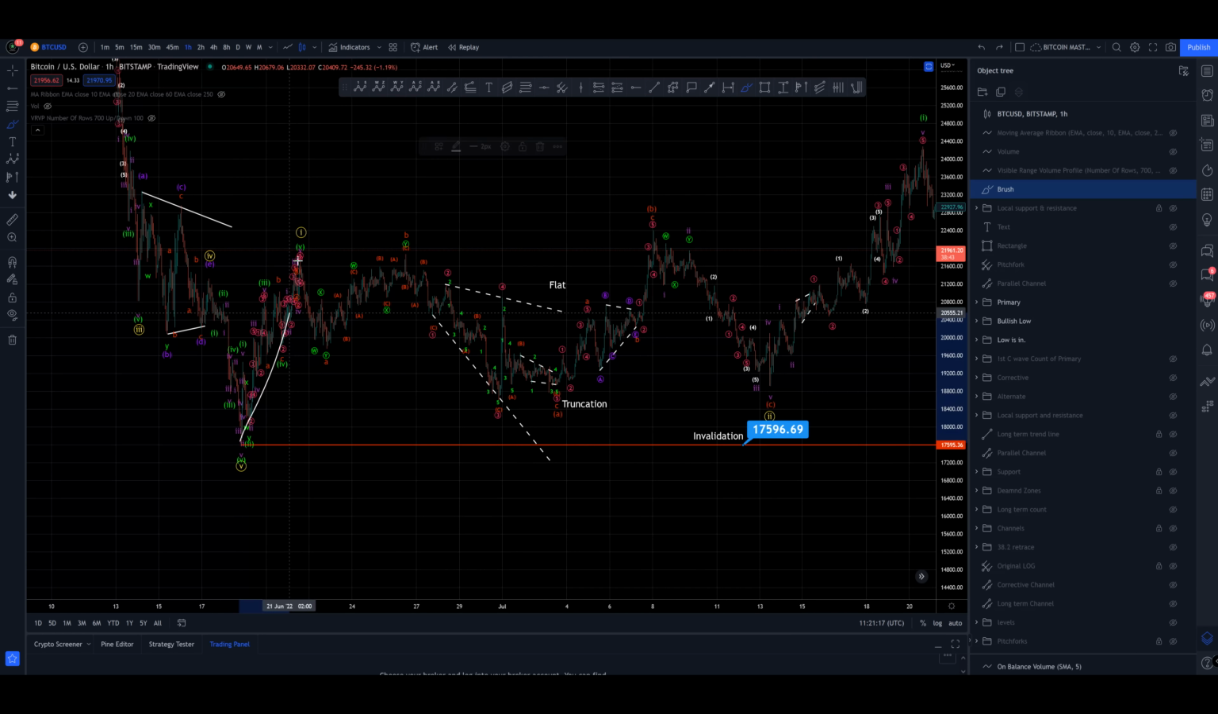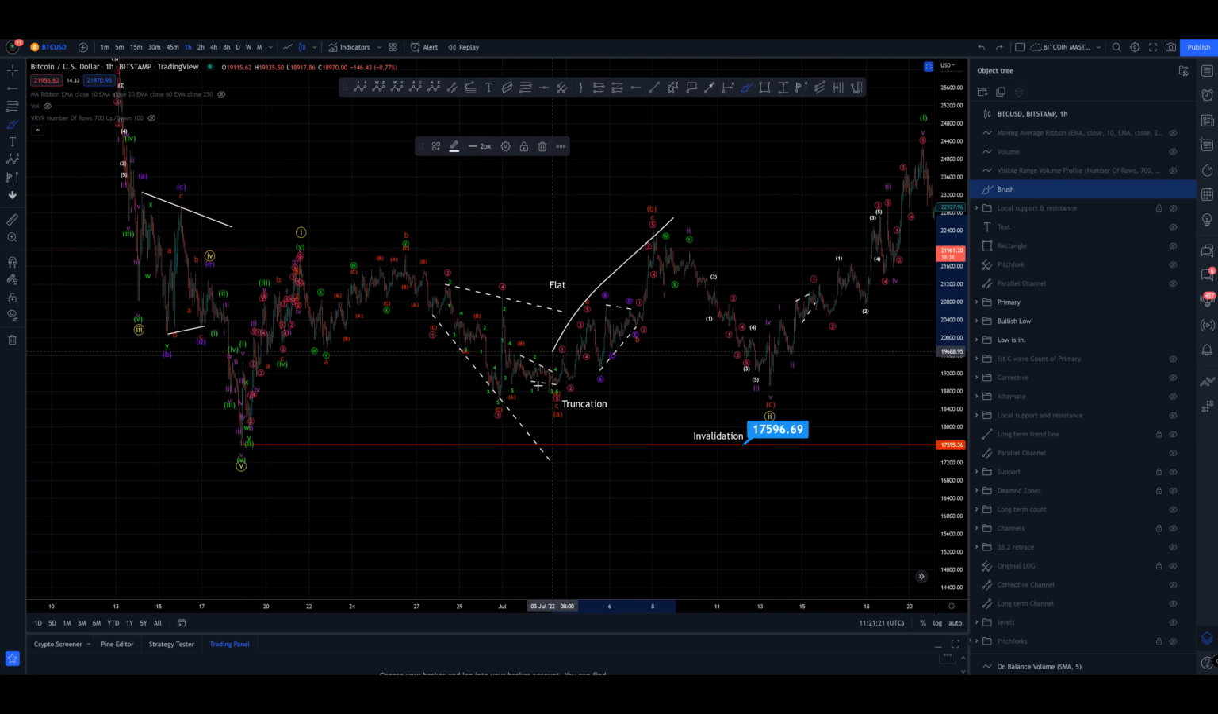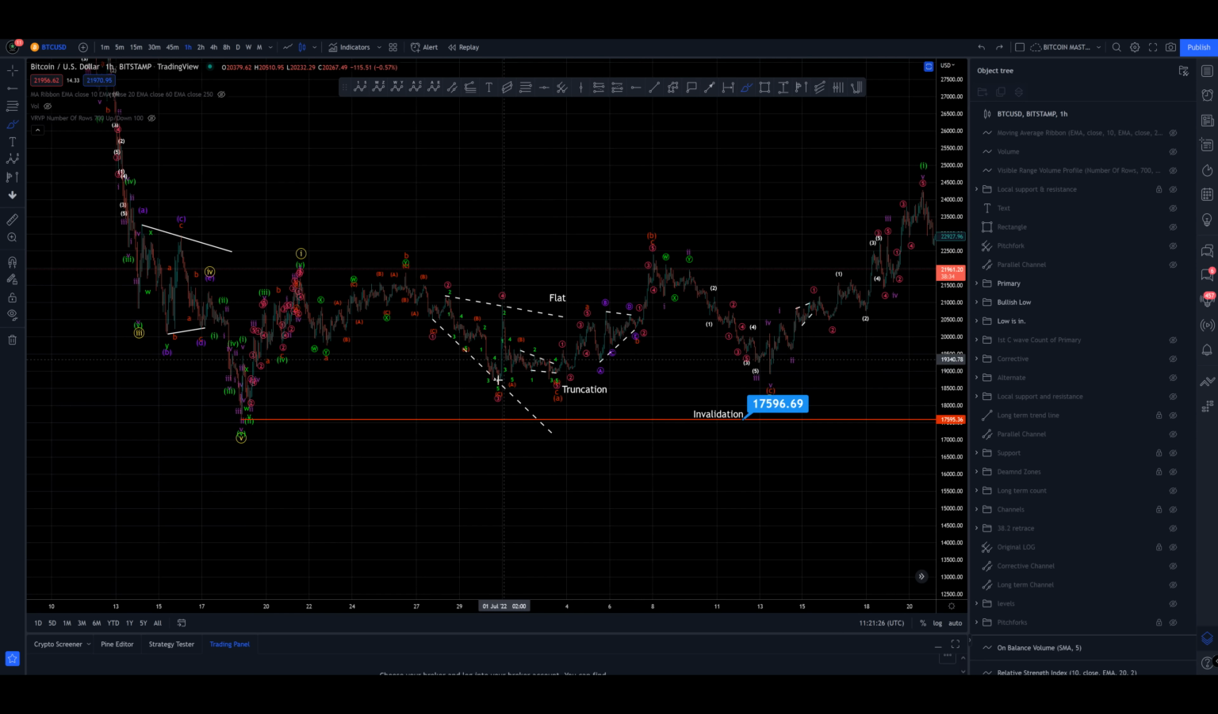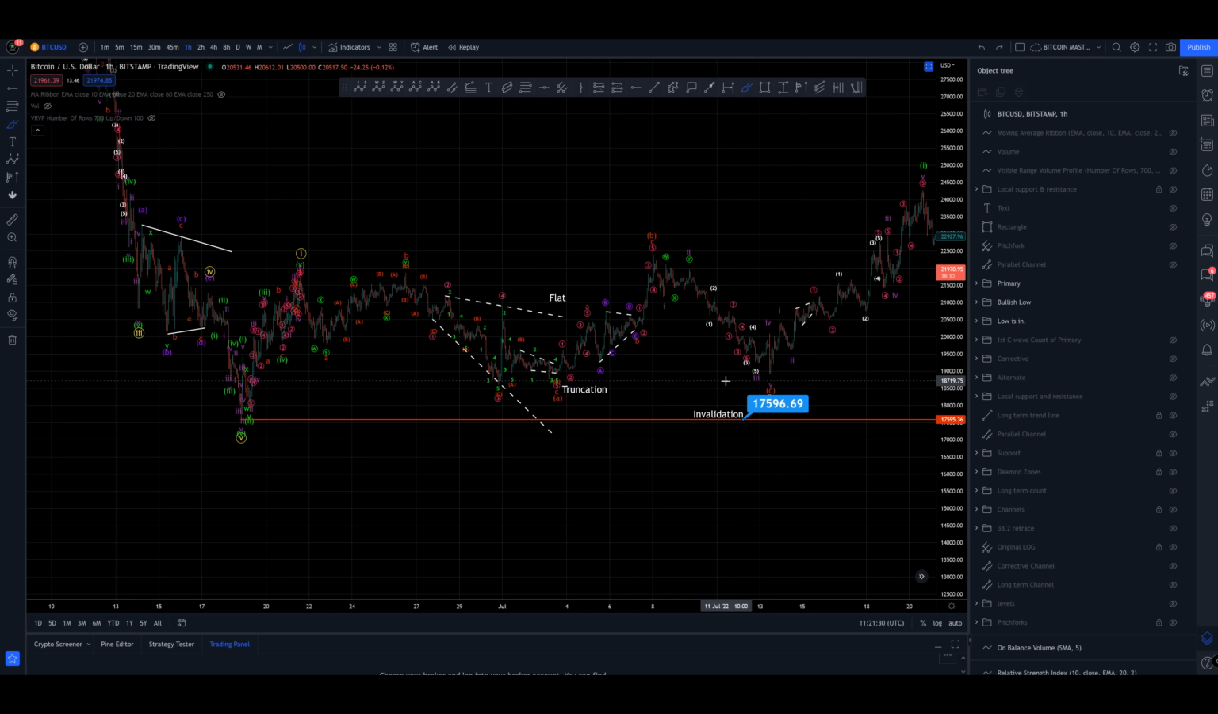Now I have seen people try to go 1, 2, 1, 2, but I have to be honest, I cannot for the life of me get an impulse out of this. Just can't do it. If that's a 1 and that's a 2, where's 3, 4 and 5? And it doesn't count as a diagonal either by my mind.